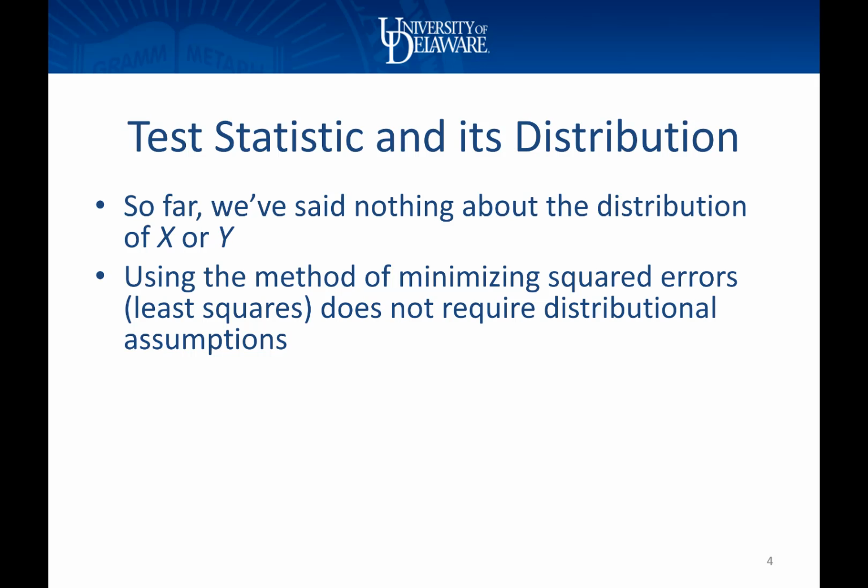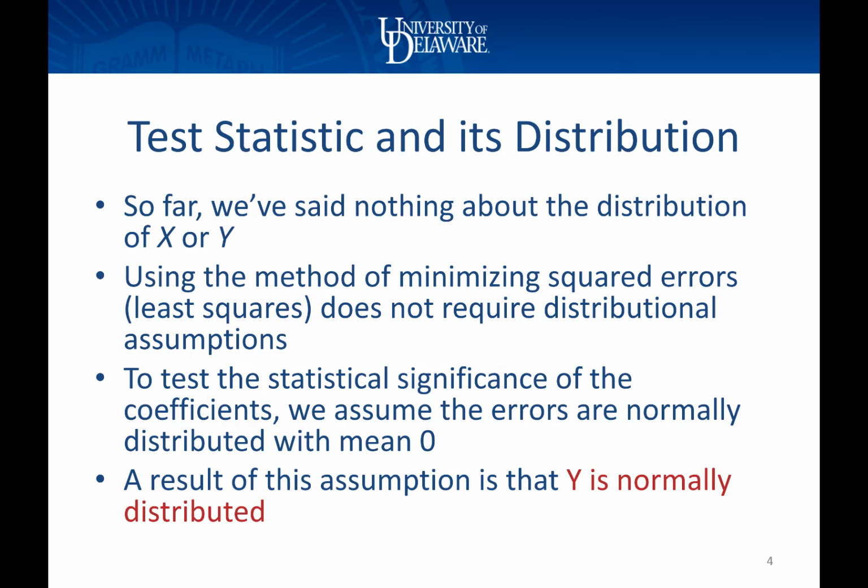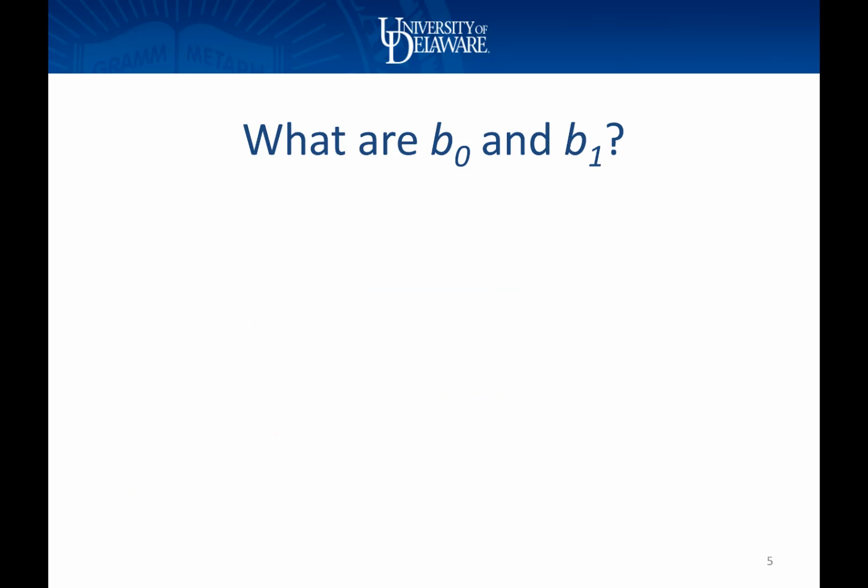The hard part is testing whether those estimates are actually statistically significant. So in order to do those statistical significance tests, we have to assume that the errors are normally distributed with a mean of 0. And that's something that we're going to come back to later on, testing to see whether the errors are actually normally distributed. Now, a result of that assumption is that we're assuming that y is normally distributed. So we need our response, the thing we're trying to predict, to have a normal distribution.